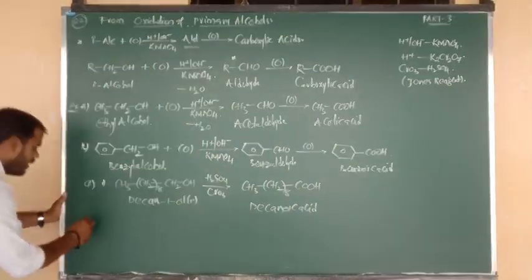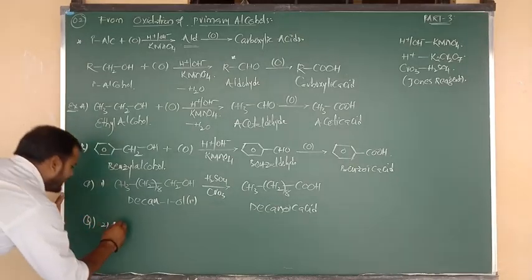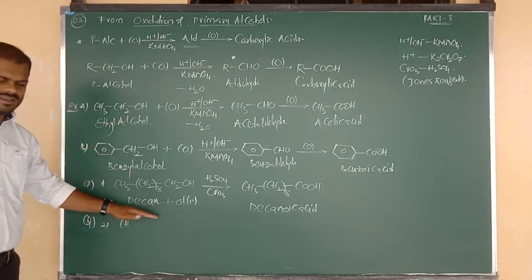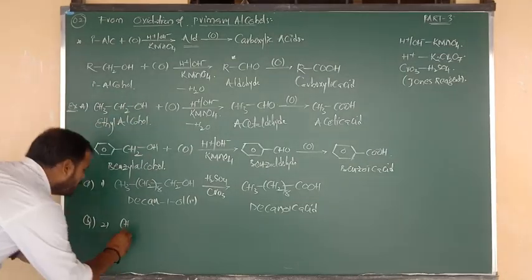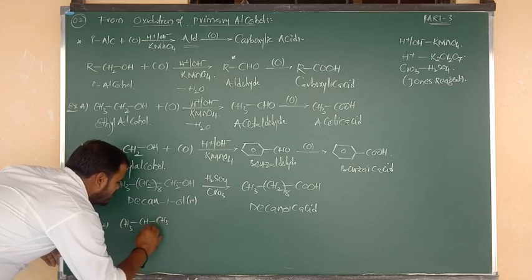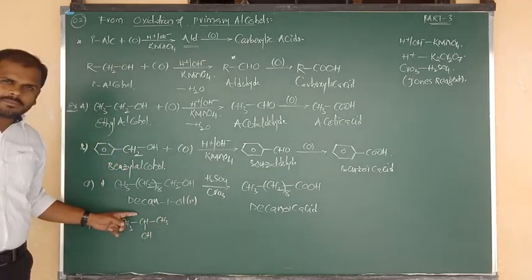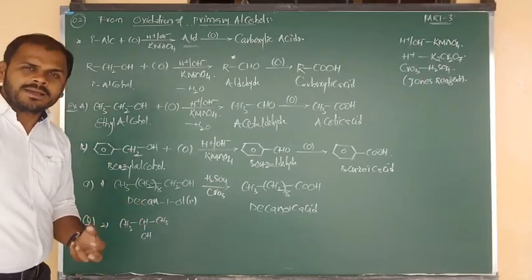Decanoic acid. Now another textbook question I am going to tell you. Up to now I have taken only primary alcohols. Now I want to consider a secondary alcohol. CH3 bonded to CH, again bonded to CH3, and OH is connected to the central carbon, but that carbon is connected to 2 surrounding carbons. What is the name of this compound?